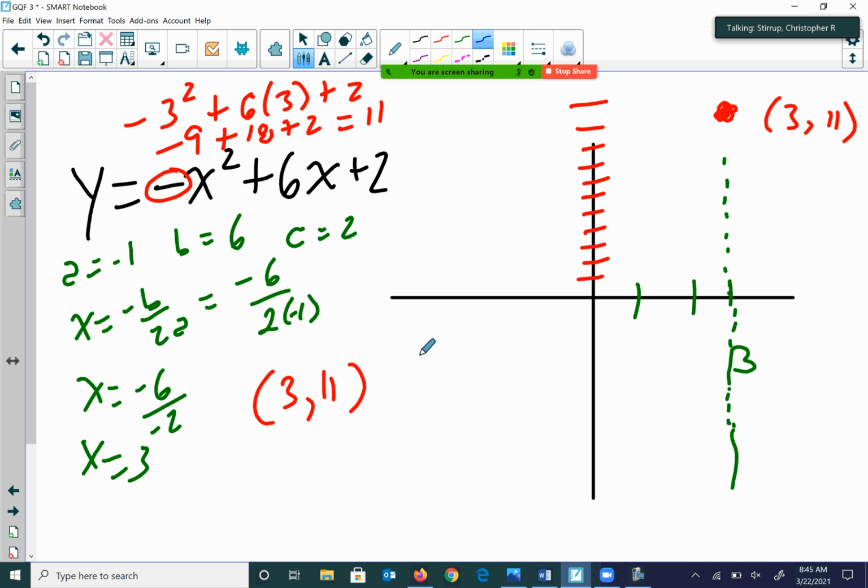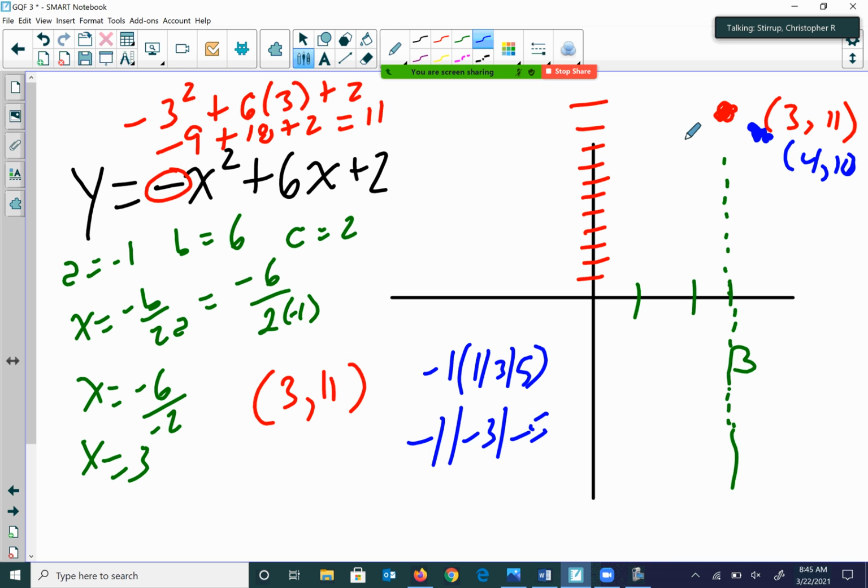All right, so my pattern graph is going to be negative A times 135. So this will open downward, so negative 1, negative 3, negative 5. So from here, I'm going to go right 1, down 1. So that would take me to 4 comma 10. Left 1, down 1. That would take me to 2 comma 10. And then keep going, so I'm going to go right 1, down 3. Left 1, down 3. So that would take me to 5. 10 minus 3 is 7, so 5 comma 7.